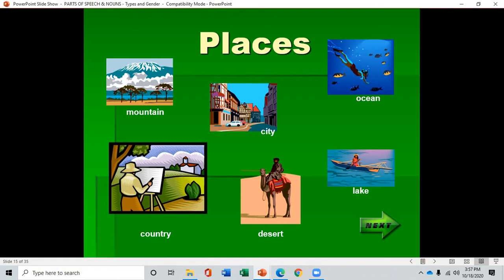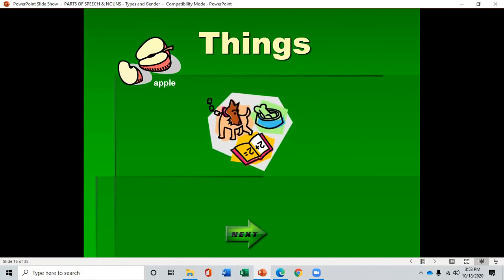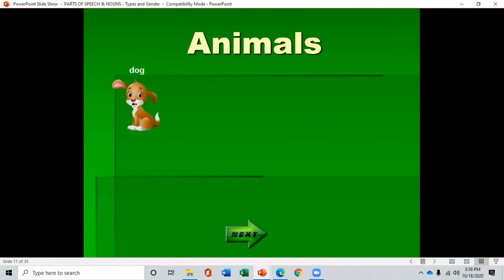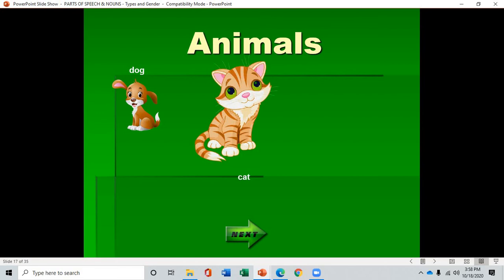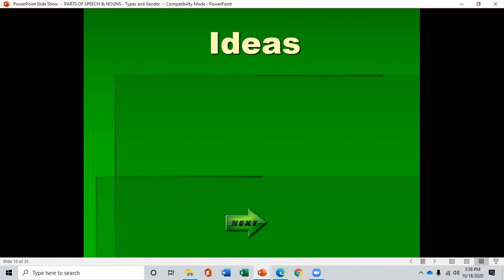Okay? Not only when we say, oh, Manila, yes, Philippines, those are examples of places. We can also consider the mountain, ocean, country, desert, yung mga general terms. Okay? Next, things. We have apple. Okay? The dog is not included there, but bowl, okay, bone, book, ball, yes, snowflake, tree, chair, sun. For animals, yes, we have dog, okay. I was mistaken a while ago for the things, so the dog should be in the animals. Okay, cat, fish, yan, lion, zebra.